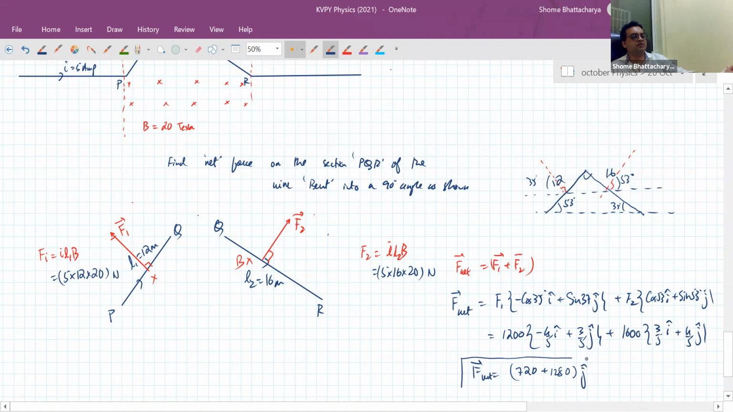But there's a bit of effort involved here. We are having to do the vector algebra and substitute and all that. Now we can also use a trick in this type of question, and for that only I have come to this.